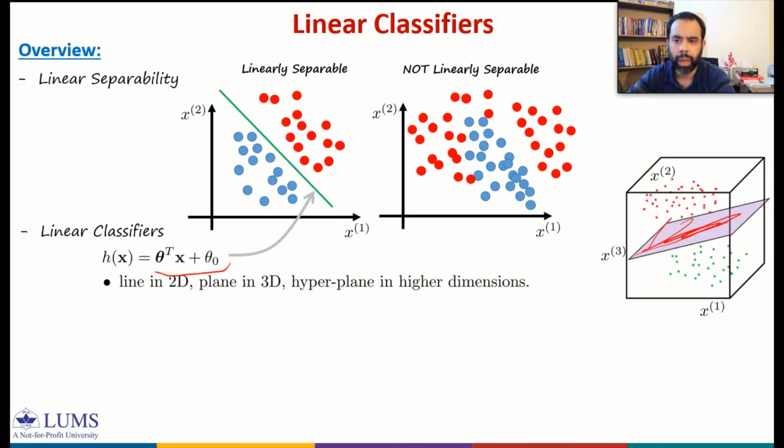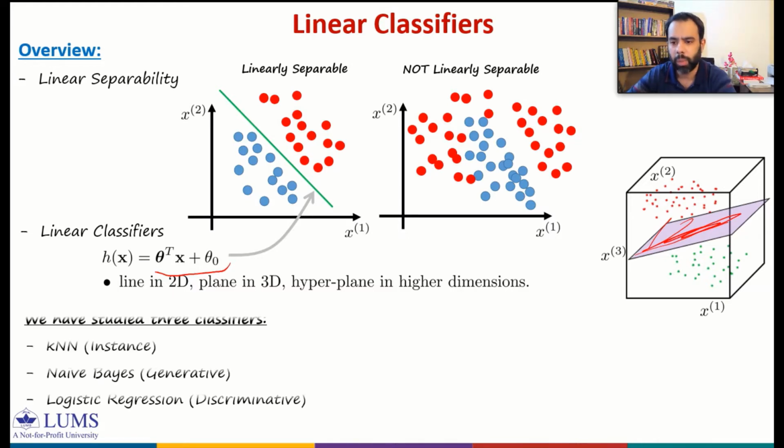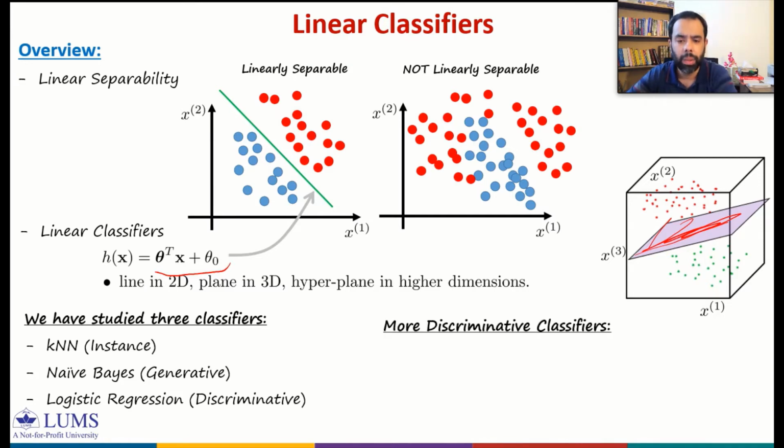So we have been looking at linearly separable data for a while, and we have studied three classifiers so far. The first one was KNN, which we call an instance-based algorithm. Then we talked about naive Bayes, which can be used for linearly separable data and is generative in nature. And recently we talked about logistic regression, which is a discriminative algorithm. Next, we'll talk about two more discriminative classifiers, perceptron and support vector machine.